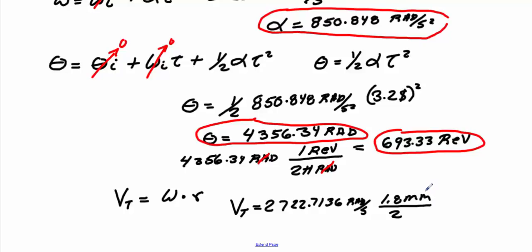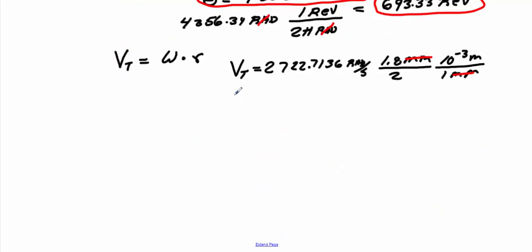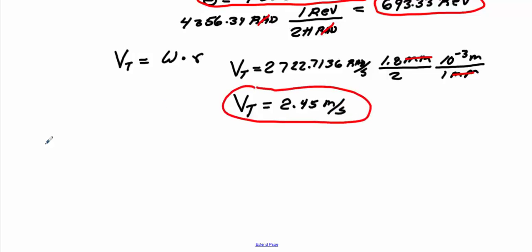We can. If we do that, it's just going to give us our tangential velocity in millimeters per second. But we'll go ahead and convert that, and we'll multiply that by 10 to the minus 3 meters over 1 millimeter. And again, our millimeters here will cancel out. I'll run that calculation, and our tangential velocity will be somewhere around 2.45 meters per second. That'll be our tangential velocity.